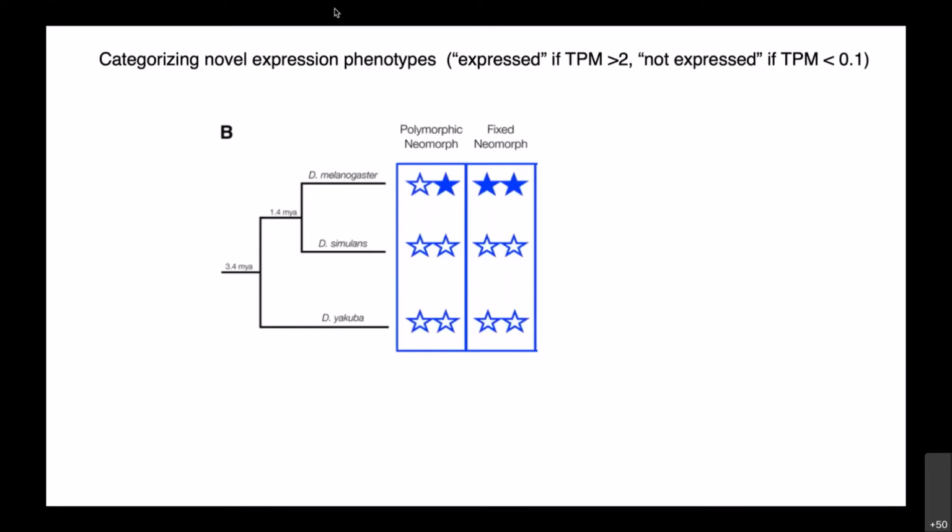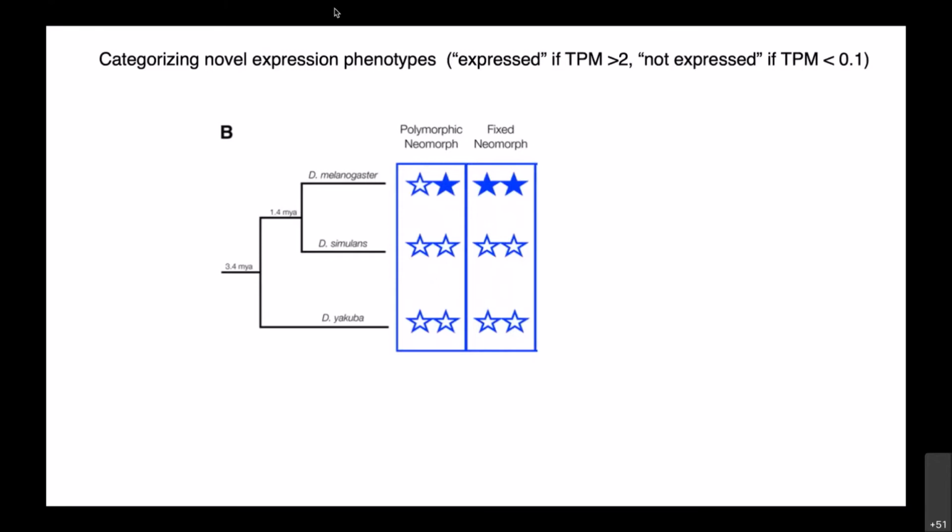Well, if we look at the first vertical blue column, we see that there is a gene that's had its expression estimated in a tissue in 2 Yakuba strains, 2 simulans strains, and 2 melanogaster strains. The open star indicates that there's no evidence of expression in the strain. So what we have is neither Yakuba strain expresses the gene in the tissue we're thinking about, neither simulans strain does, and in the first column, one of the 2 melanogaster strains expresses the gene. So we would identify this as a polymorphic neomorph, and naturally, if both melanogaster strains express the gene, we would categorize it as a fixed neomorph using parsimony.